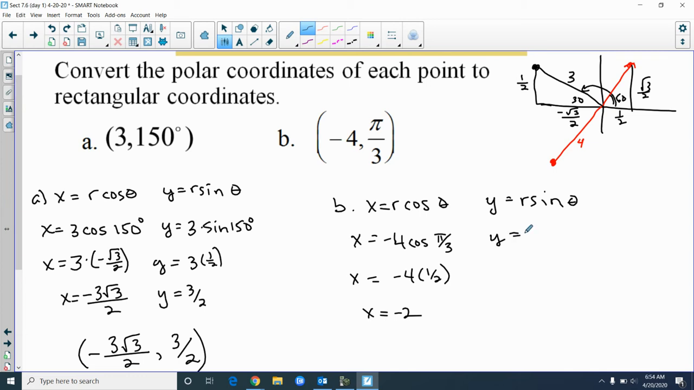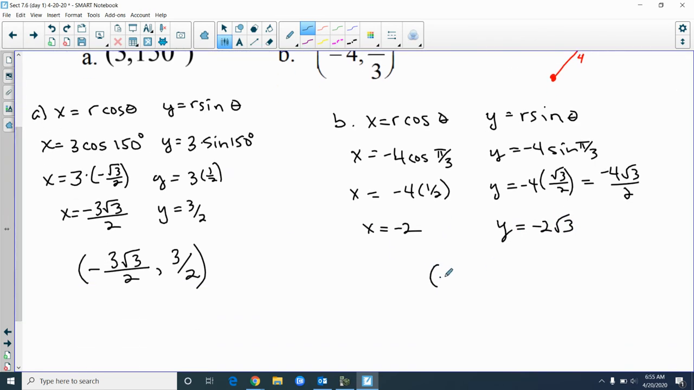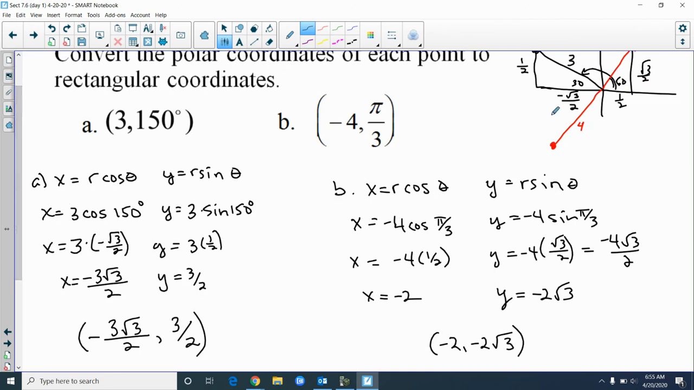Y is going to be negative 4 times the sine of pi over 3. And so that's going to be negative 4 times square root of 3 over 2. Well, that's going to be negative 4 square root of 3 over 2, but those cancel. So I get negative 2 square root of 3. All right, so that's my point. Negative 2, negative 2 square root of 3. It should make sense that that isn't two negatives because it has to be in quadrant 3.